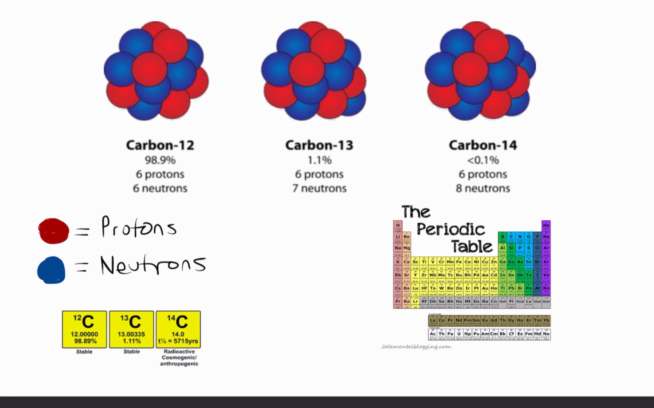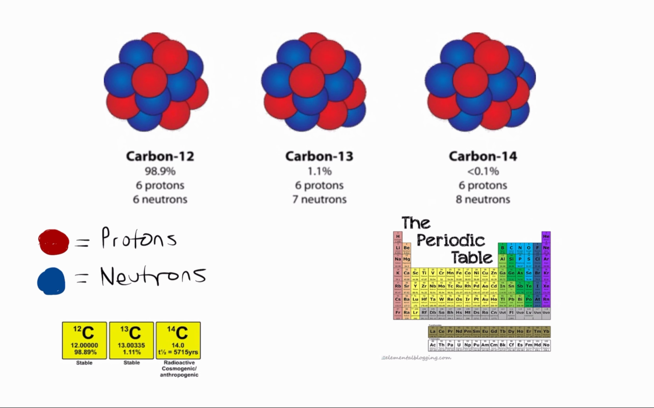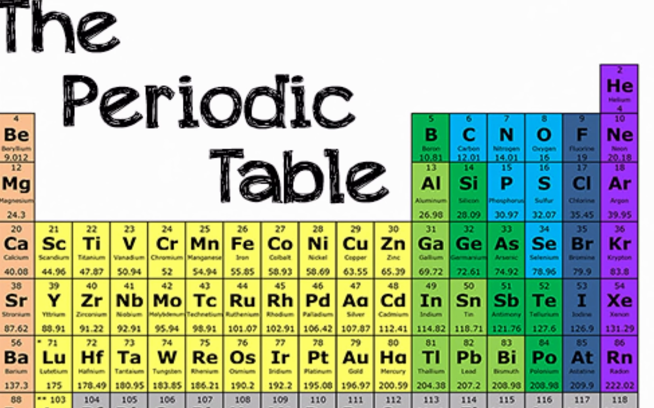If we go on to our right, we can see a more practical example, where we have carbon 12, carbon 13, and carbon 14. All of these isotopes are naturally occurring in nature, but the one that we're really used to is carbon 12. As seen on the periodic table here, we can see carbon.